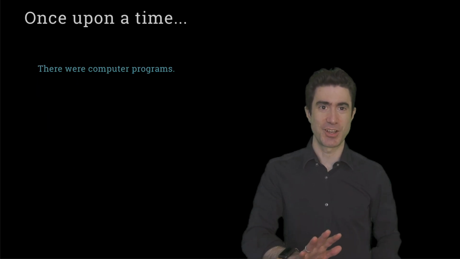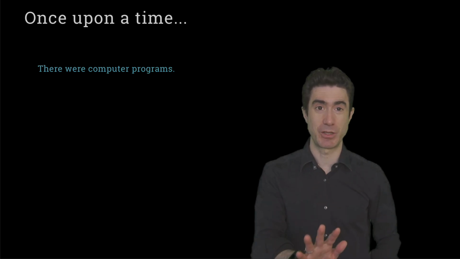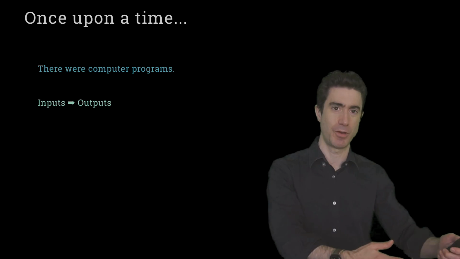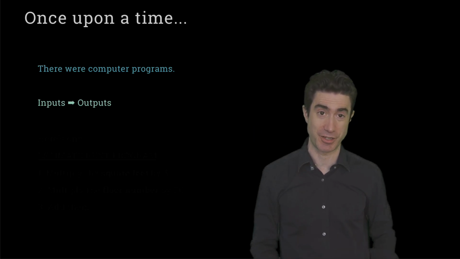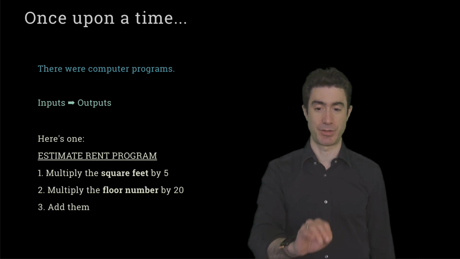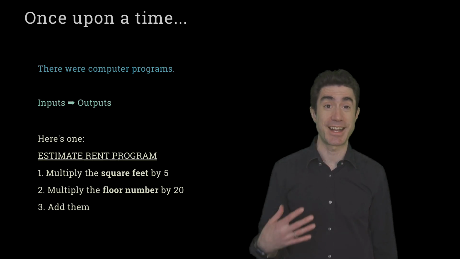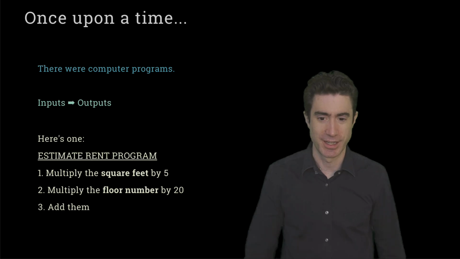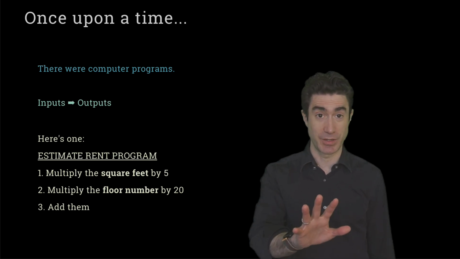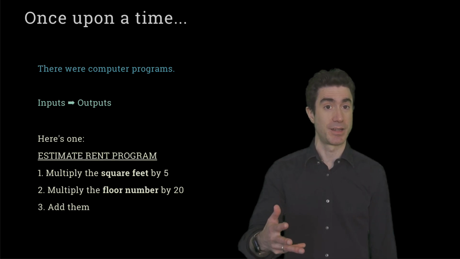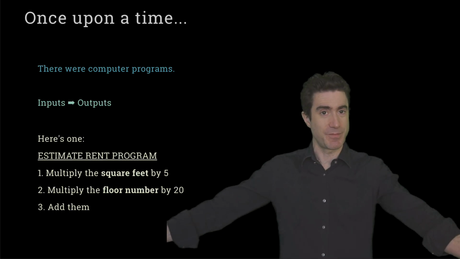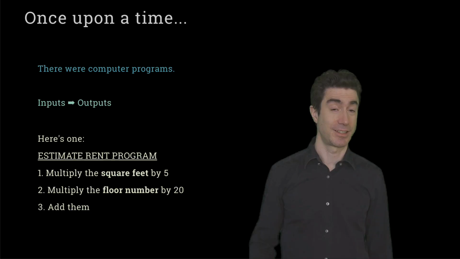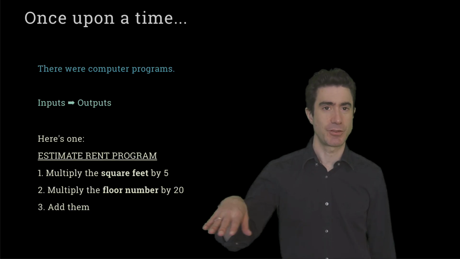Our story begins with just simply writing computer programs. A computer program is something which takes inputs and gives outputs by following a series of instructions. And let's come up with a trivial example. Let's talk about a computer program to estimate how much rent might be in an apartment in a particular region. And let's say that we consult with a bunch of experts and they tell us that a good rule of thumb is to take the number of square feet in the apartment and multiply it by 5. Take which floor it's on and multiply that by 20 and add those two things together.